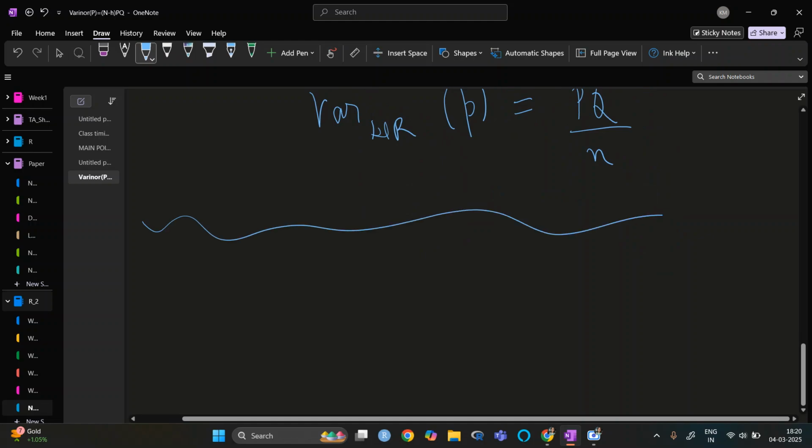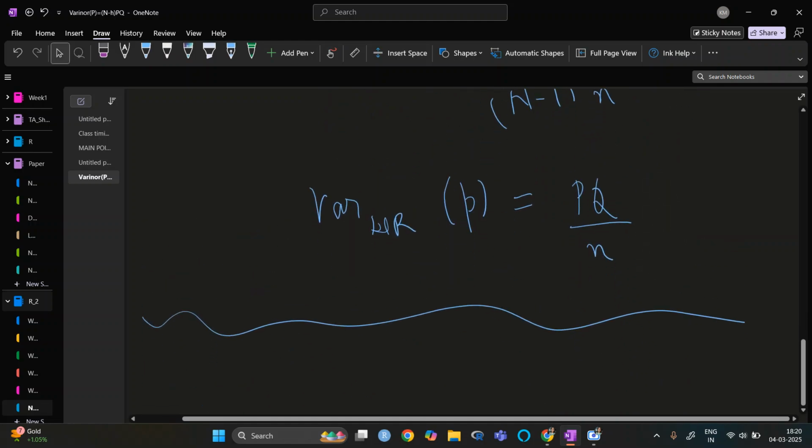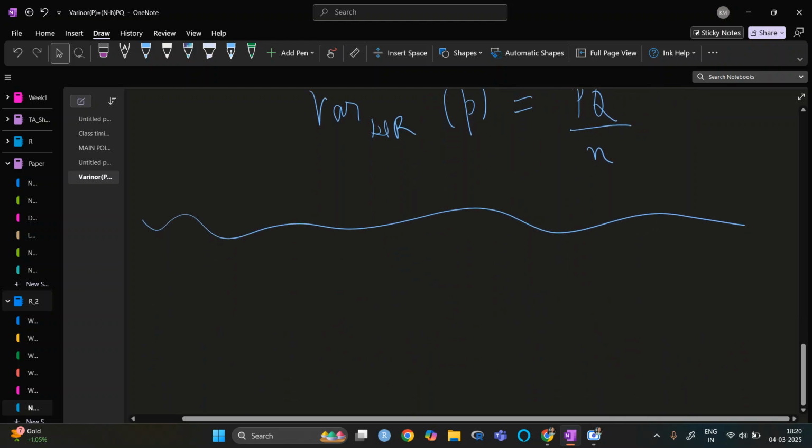So these are just similar. All we need to do is just replace that s square by pq. Now the next thing is the estimation of population total or total count.